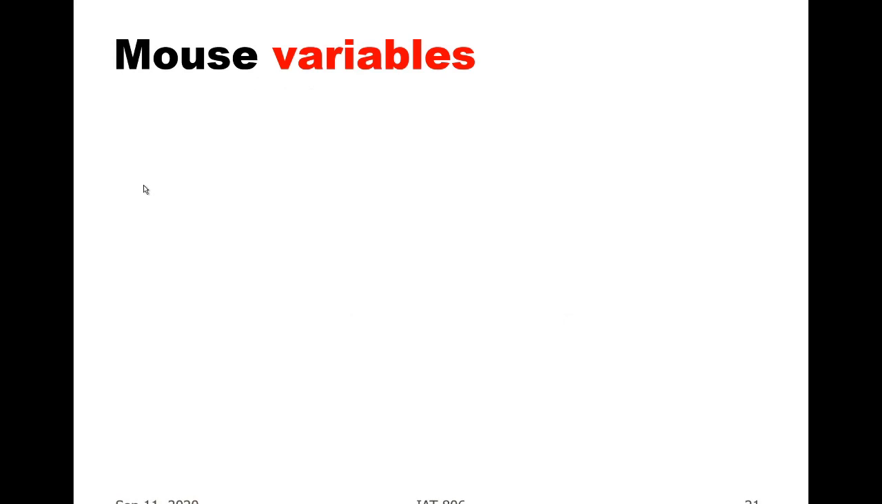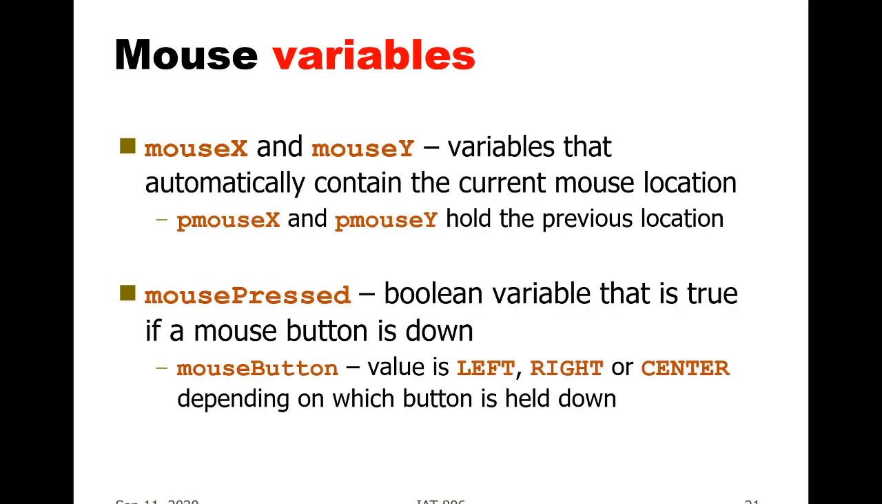So the first method of getting mouse information is to use mouse variables. These are variables that are automatically filled by the Processing system with the current information as to where the mouse is located. Those variables are mouseX and mouseY, with a capitalized X and capitalized Y. These automatically contain the current mouse location. You can also get the previous mouse location, that is to say the mouse location that was measured during the previous draw call, and those variables are named pmouseX and pmouseY, for previous mouseX and mouseY.